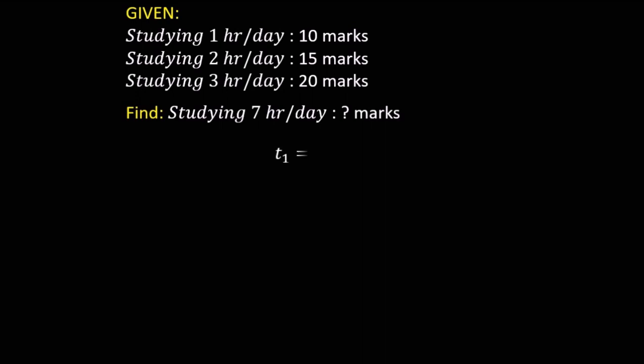So we will say T1 equals 10, T2 equals 15, T3 equals 20, and T7 is what we need to find. Looking at this, we already have two pieces of information. One is we know n is equal to 7. The other thing, we know our first term a is equal to 10 because we are given already that T1 is equal to 10. So next we need to find the common difference d.